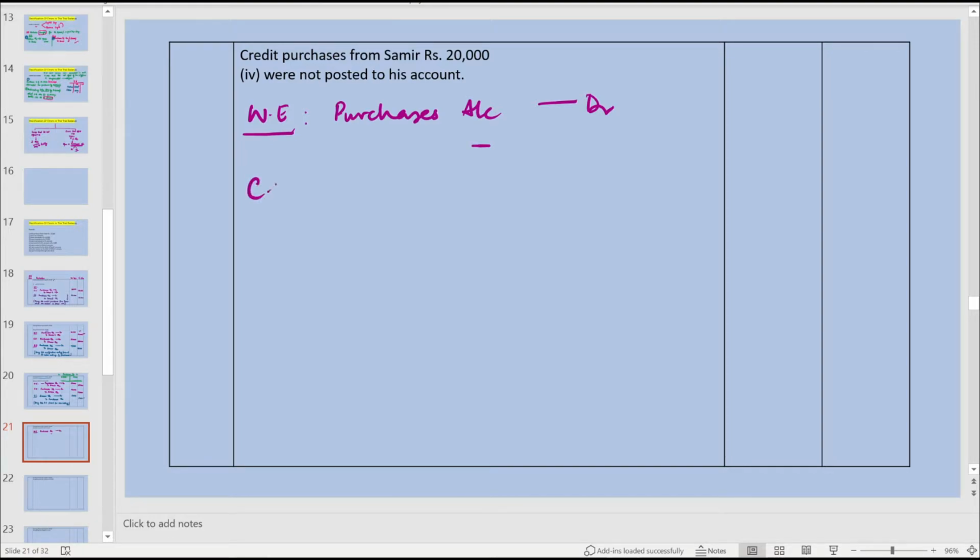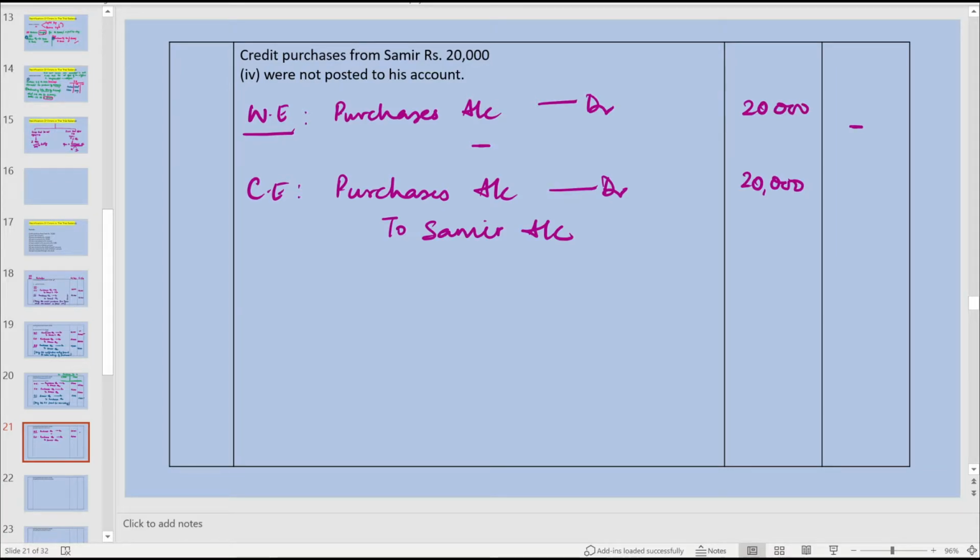Now what is the correct entry? Correct entry is purchases account debit to Samir account credit, so 20,000. Here they have done only debit, so they missed to make the respective credit entry. So here 20,000 and 20,000. So how would you rectify this entry?